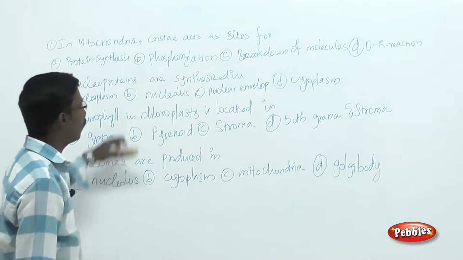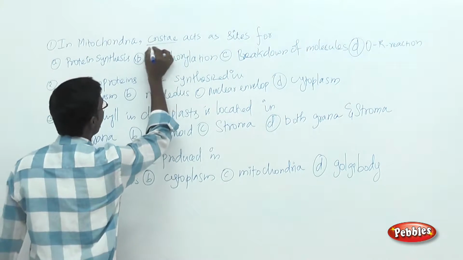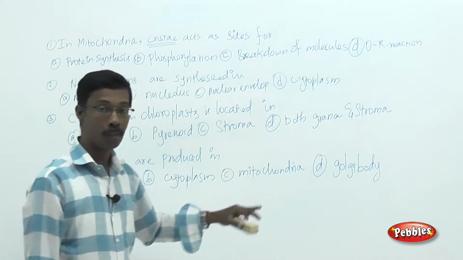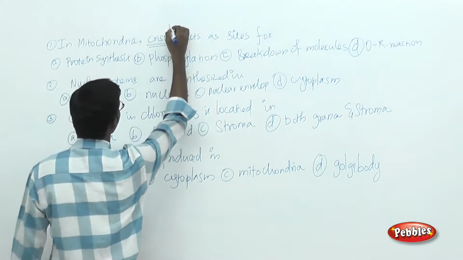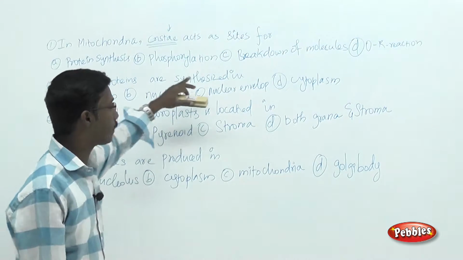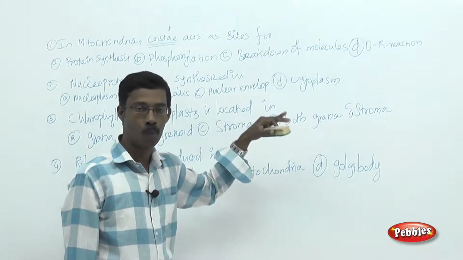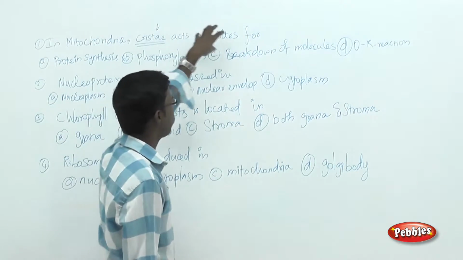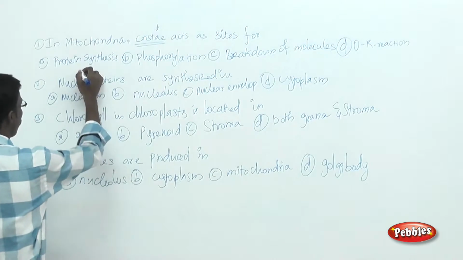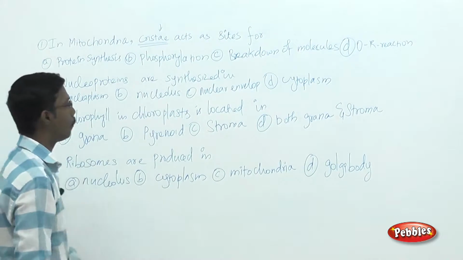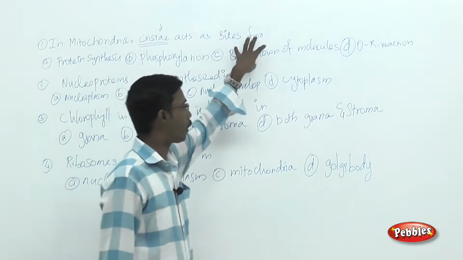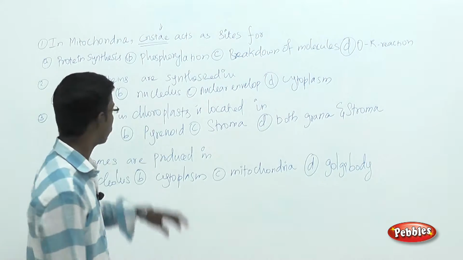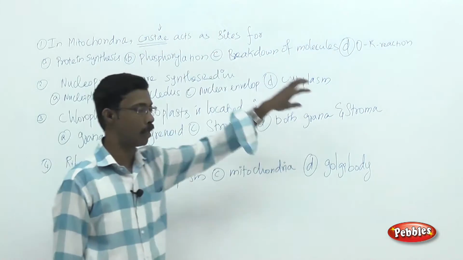In mitochondria, the cristae act as a site for what? What may be the function of cristae? That is the question. Cristae act as a site for protein synthesis, site for phosphorylation of something, breakdown of macromolecules, or oxidation reduction reaction. So there are four choices given for you.